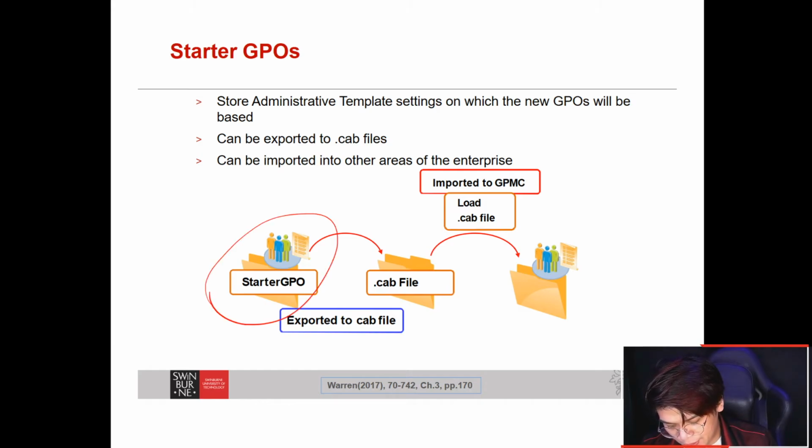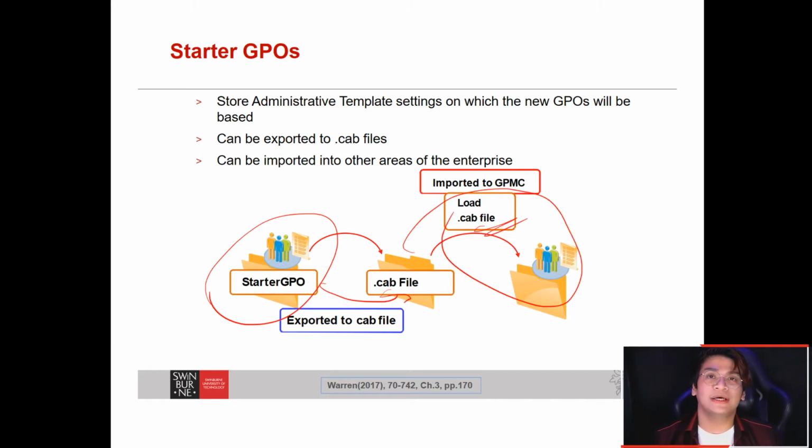Alright, you have the starter GPO. Export it to the cab file after you do some tweaking over it, and then you can import it to a different GPMC which loaded the .cab file just now, right? So you can import it to a different domain controller, you can import it to different devices and so on.